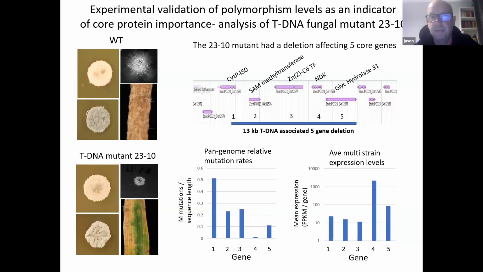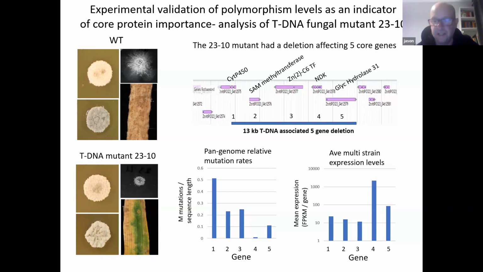in the 2310 mutant. And then when we started to look at the pan-genome mutation rates amongst those 5 genes in our mini population, we started to see quite clearly that gene 4, which is the NDK, had far less sequence polymorphism between strains than the other genes present in that cluster. And conversely, it was the most expressed gene on average of all the genes in that cluster. Okay, so that was interesting.